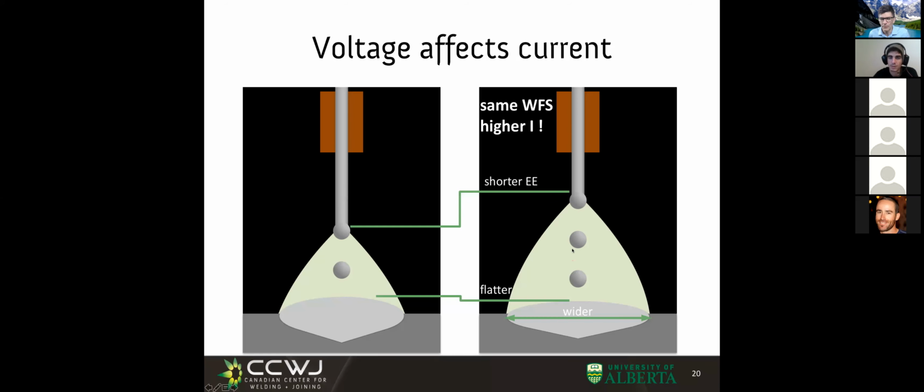And so if we have a longer arc now, because with the same contact tip to workpiece distance, we have a shorter electrode stick out. And if I have a shorter electrode stick out, am I generating more or less heat in that electrode? Let's say the current is the same. For now, let's say that the current is the same. Am I generating more or less energy in this stick out that is shorter?